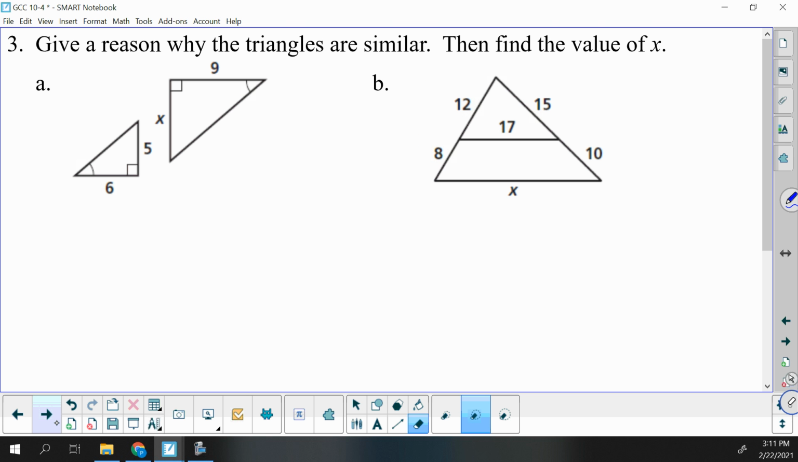Moving on to page 32, we need to tell why the triangles are similar and then also find the missing side. Because once you know they're similar, then we can set up a proportion because we know the sides should be proportional. So first off, these are similar. They have two sets of angles congruent by the angle-angle similarity postulate.